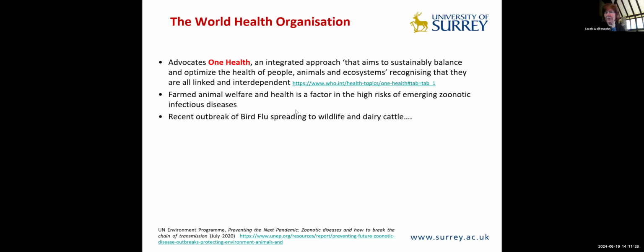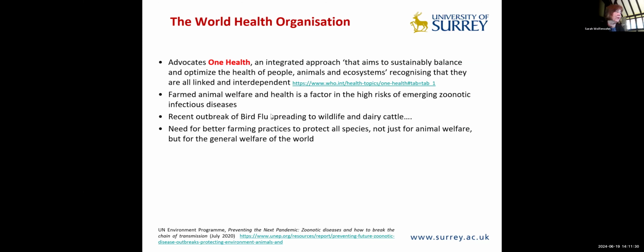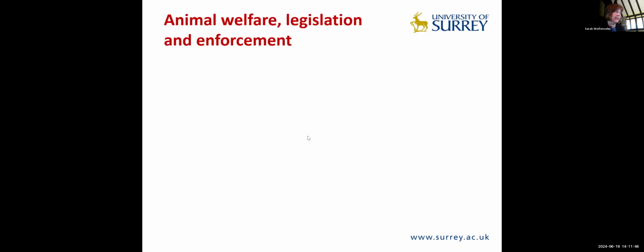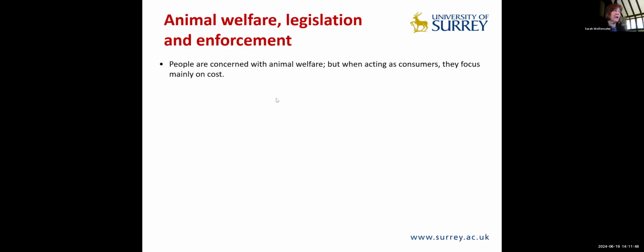The outbreak of bird flu, for example, which has now moved to wildlife, to dairy cattle, to humans, is a good example. We need better farming practices to protect all the species, not just for animal welfare, but for everything. And it's integral to sustainable agriculture and is a key differentiator, and is at the heart of regenerative solutions. We need to think about animal welfare. But then we need to think about the legislation and enforcement.